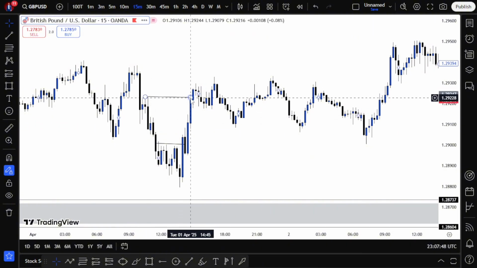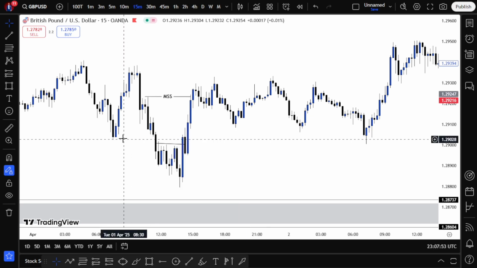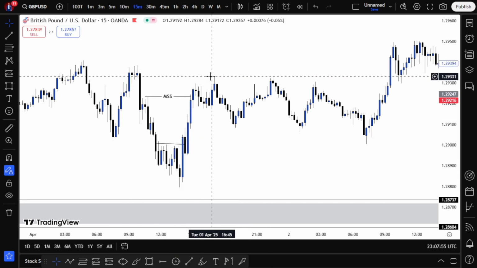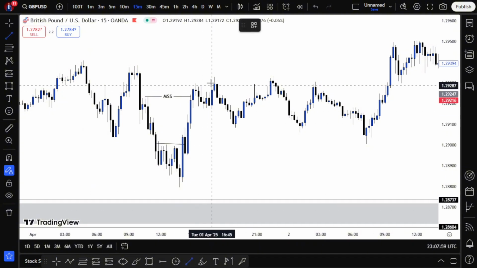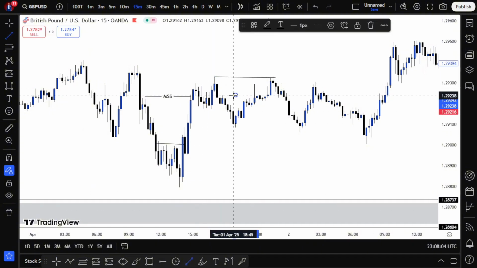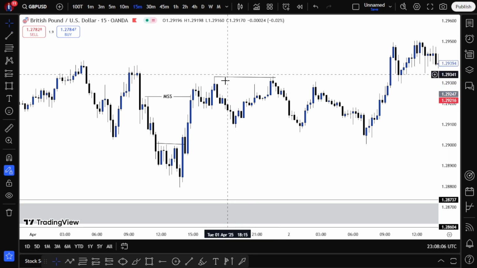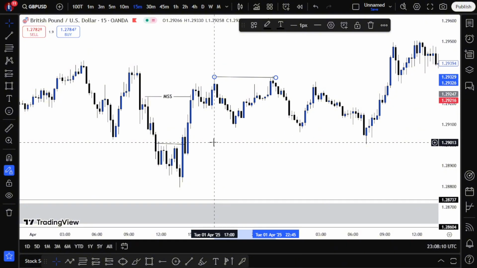So we tag that market structure shift, and then we look for a break of market structure to the upside. Now we have this area right here. Did the market close above? Yes, so we have that as our break of market structure.